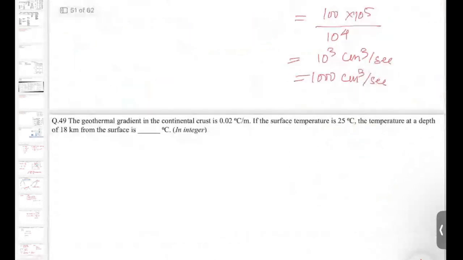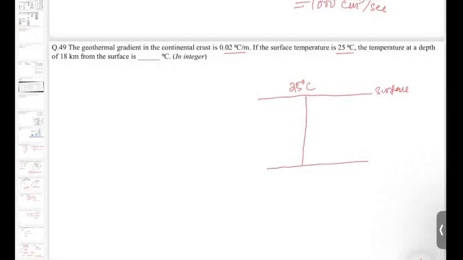Here, the geothermal gradient in the continental crust is 0.02 degrees Celsius per meter. If the surface temperature is given as 25 degrees Celsius, the temperature at a depth of 18 kilometers is how much? Suppose this is the surface. The temperature here is 25 degrees Celsius, and this is the surface that is present 18 kilometers below the upper surface.